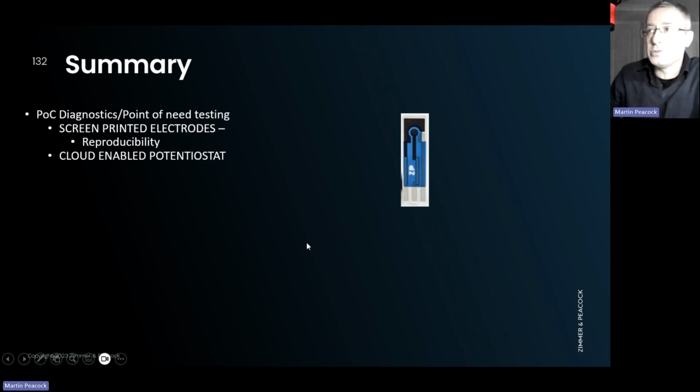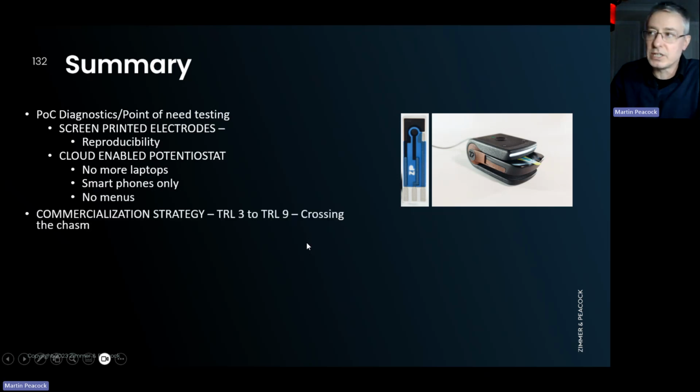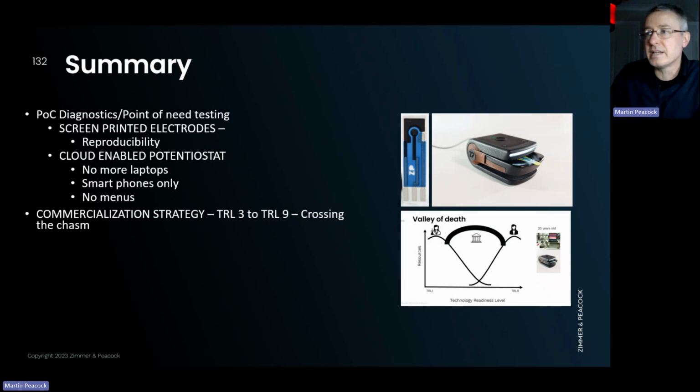They can rely on our reproducibility. They get all the benefits of this cloud enabled potentiostat, so they don't have to send laptops out with these instruments, no menus, and then they can commercialize and go from technology readiness level 3 to 9 much more easily. And we think that this kind of instrument should be used in education and research.